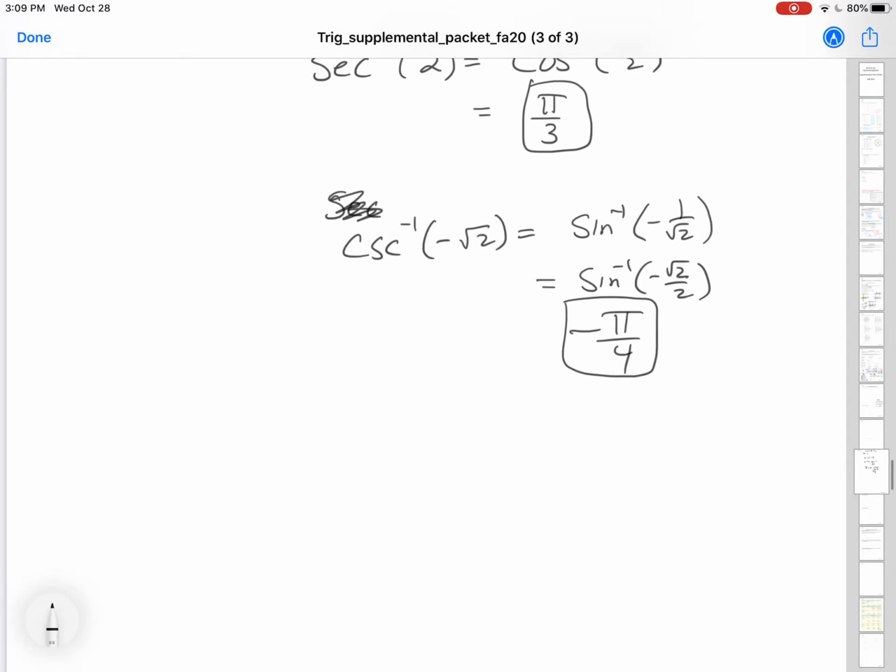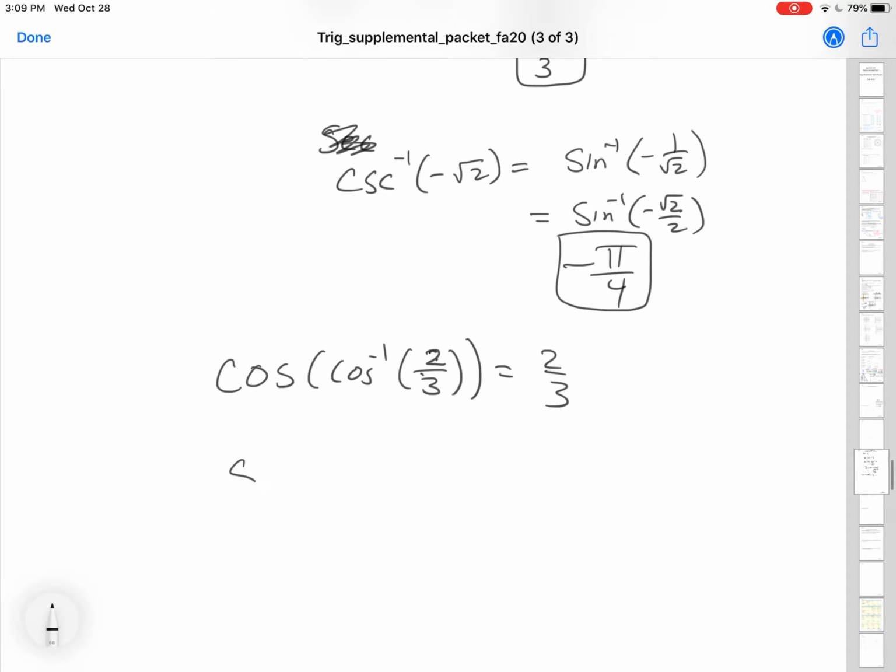And then equivalently, if we did this, cosine of cosine inverse of any number between negative 1 and 1. So let me do 2/3. This thing is going to be 2/3. The cosine will undo the cosine inverse, no problem. The only time you have to pay attention is if the inverse comes last.